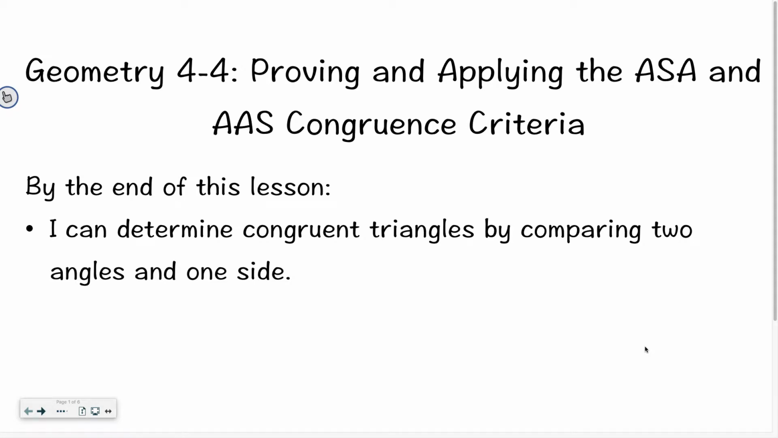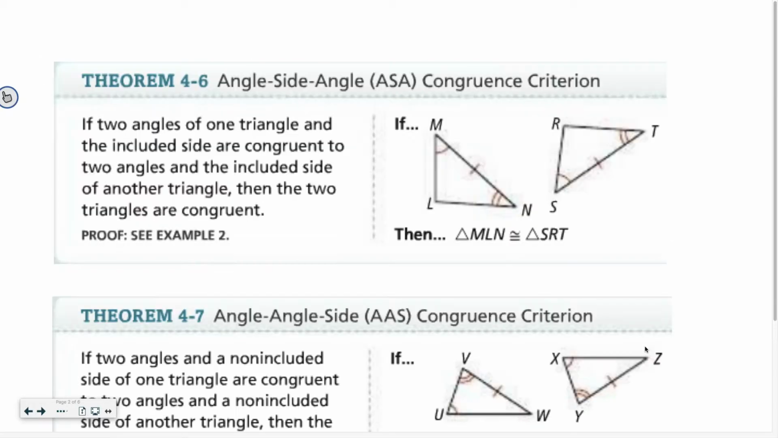Hello class, welcome to Geometry Lesson 4.4, which is all about proving and applying the ASA, which stands for angle, side, angle, and the angle, angle, side, or AAS congruence criteria. By the end of this lesson, you should be able to determine congruent triangles by comparing two angles and one side. So let's start by talking about the angle, side, angle congruence criterion.